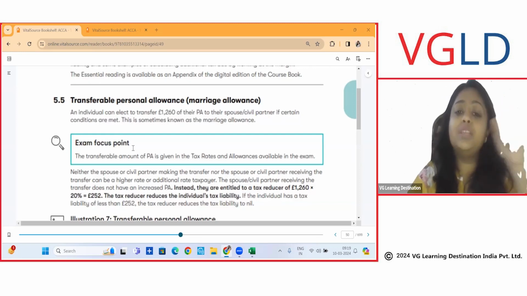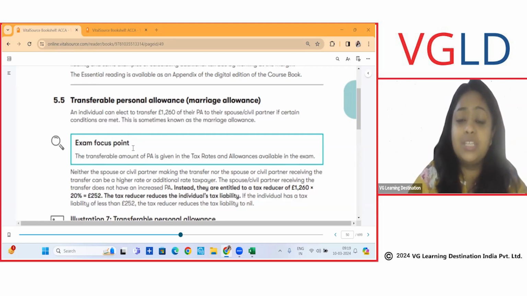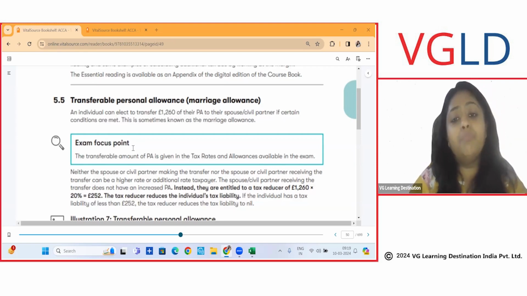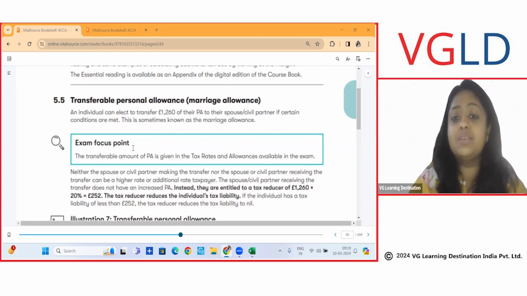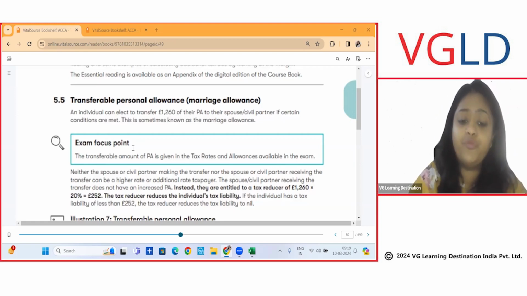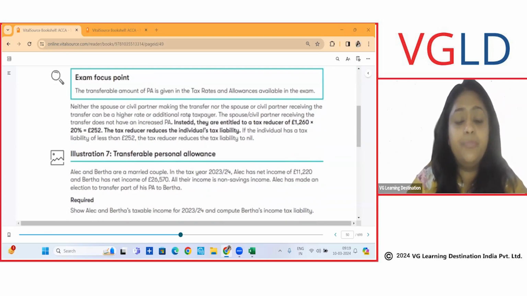But for the second spouse, when we calculate the tax liability, just like we reduce tax liability paid, like that we will reduce a tax reducer on marriage allowance. So that will again be a fixed amount, 1260 multiplied by 20%, which is a fixed 252 to be reduced. Okay, so the tax reducer will reduce, please look here.